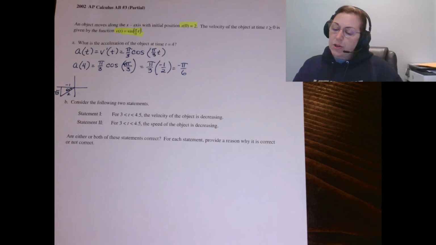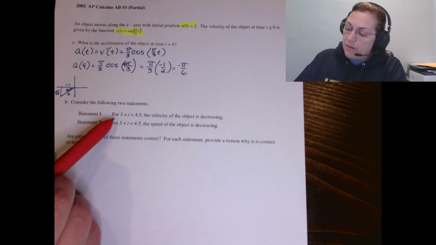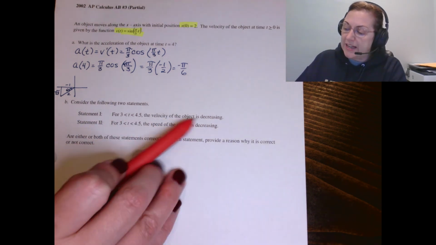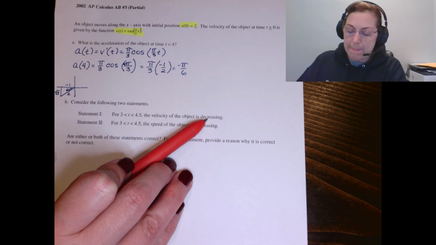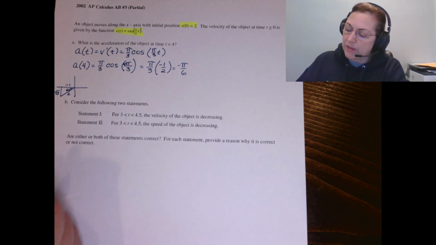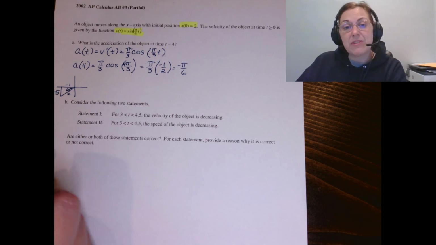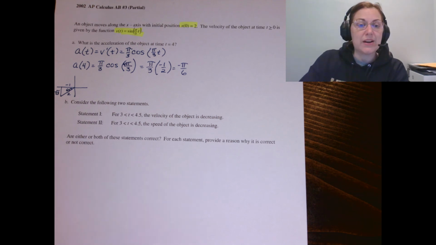All right, now look at B. It says to consider the following statements. Statement 1, between this interval, the velocity is decreasing. And statement 2, the speed is decreasing. So let's see, are either or both of these statements correct? For each statement, please provide a reason why it is correct or not correct.